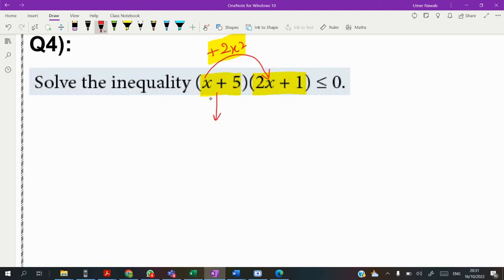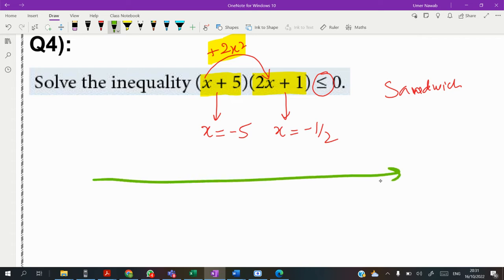The critical value, when we put x plus 5 equal to 0, gives me x equal to -5. And the critical value from 2x plus 1, when we put it equal to 0, gives me x equal to -1/2. Now two critical values we got, and this is less than or equal to. I'm 100% sure that we are going to get a sandwich inequality answer. But if a student says no, I want to check, no worries, you can draw the number line.